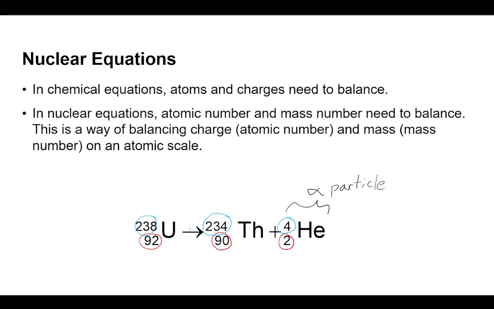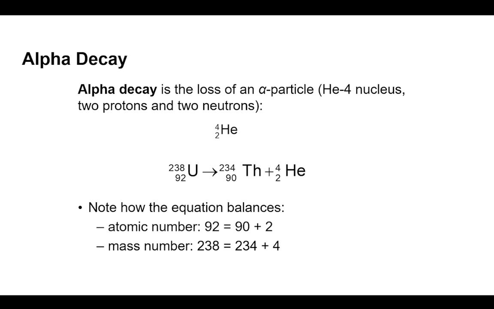Okay, so the same way we balance chemical reactions with the types of atoms on each side and the number of those atoms on each side, we're making sure we're balancing the atomic number and mass number here. Now, let's get more into the specifics of the different types of radioactivity we can have, starting with this first one we just briefly alluded to, alpha decay. Alpha decay is the loss of an alpha particle.